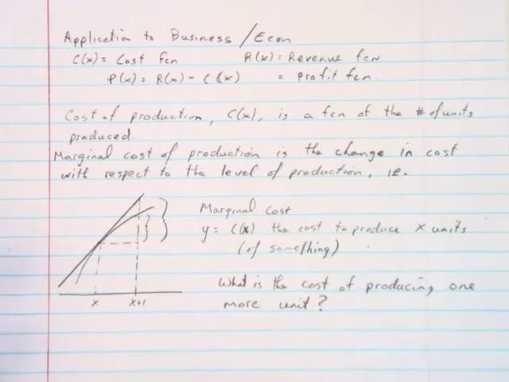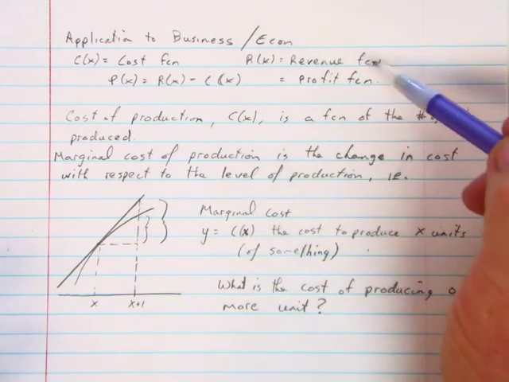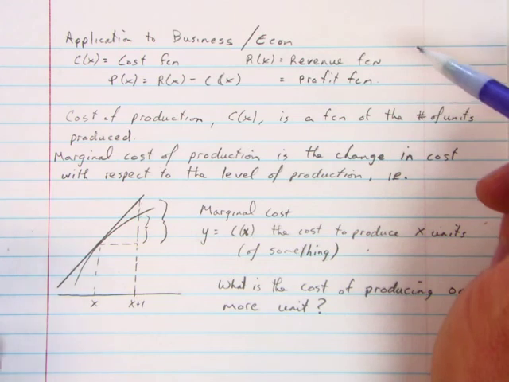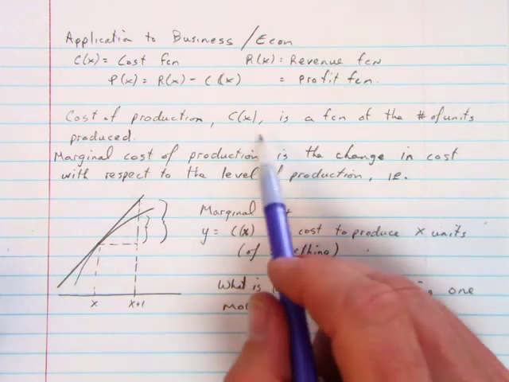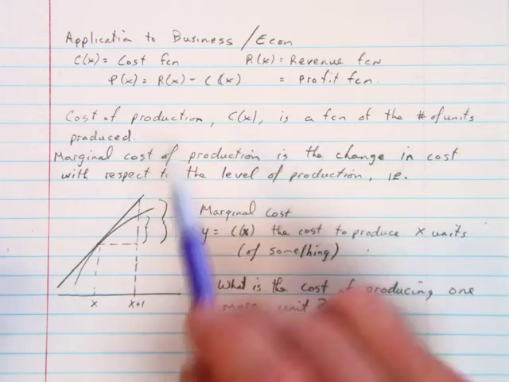Now we're going to apply this to business econ. C of x is a cost function, R of x is going to be a revenue function, and P of x is revenue minus cost, which is our profit function. So we have cost of production, C of x, as a function of the number of units produced. Just kind of expanding on that.